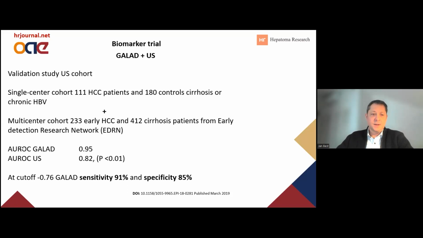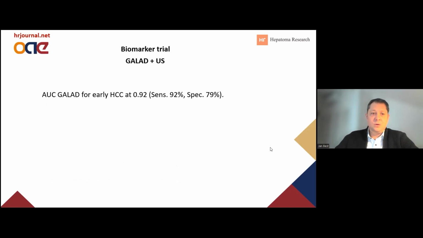And in this study, you could see that the area under the curve of the GALAD score was 0.95, and the AUROC of ultrasound was 0.82. The problem, as we all know, is of course the strong heterogeneity of the quality of ultrasound that is provided at the practitioners. So at the cutoff of 0.76, the GALAD had a sensitivity of 91% and a specificity of 85%. So now you want to know the area under the curve of the GALAD for early HCC detection.